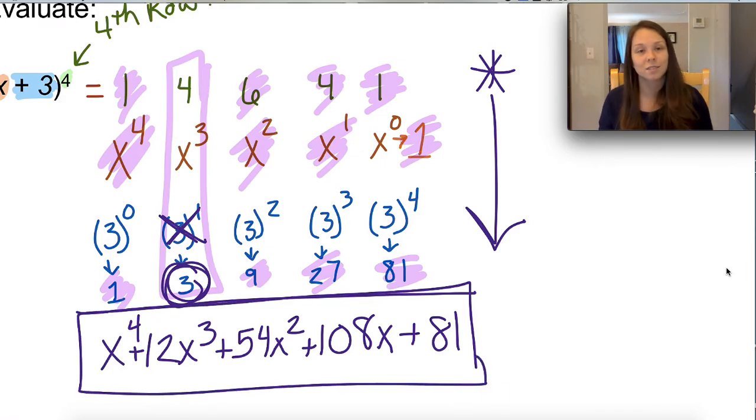And that's our answer. Now, I arrange mine using rows, but if you don't like doing that and you want to write it as one great big line with all the pieces added together, you can do that as well.